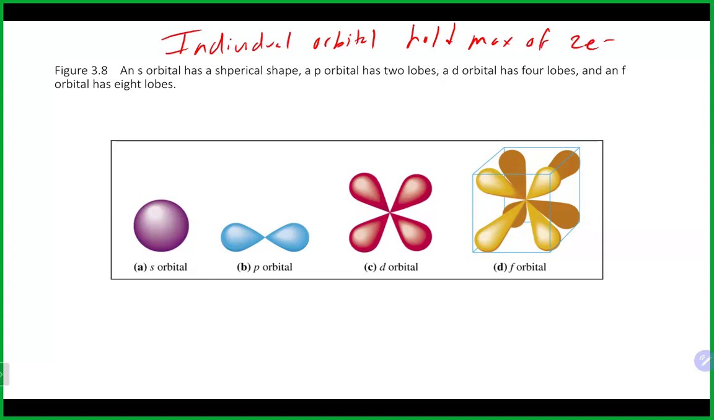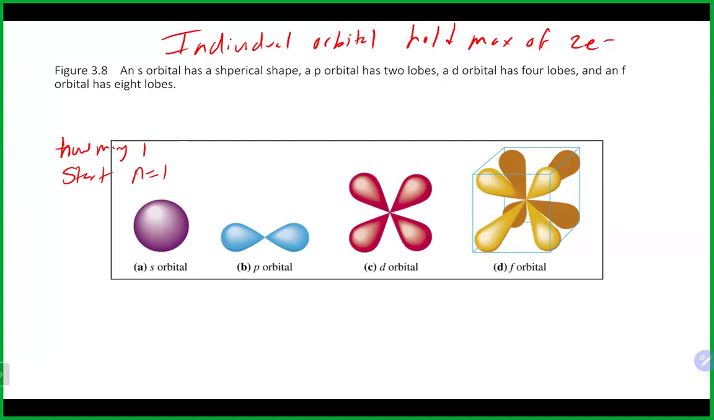Now, on the very first energy level, the only orbital that is there are what are known as s orbitals. And s orbitals look like you see here in the picture. It's basically a sphere. There's only one type of s orbital, no matter what energy level you're on. For example, if you're on the first energy level, it's known as a 1s orbital. If you go to the second energy level, it's a 2s orbital. If you're on the third energy level, it's a 3s orbital, and so forth.